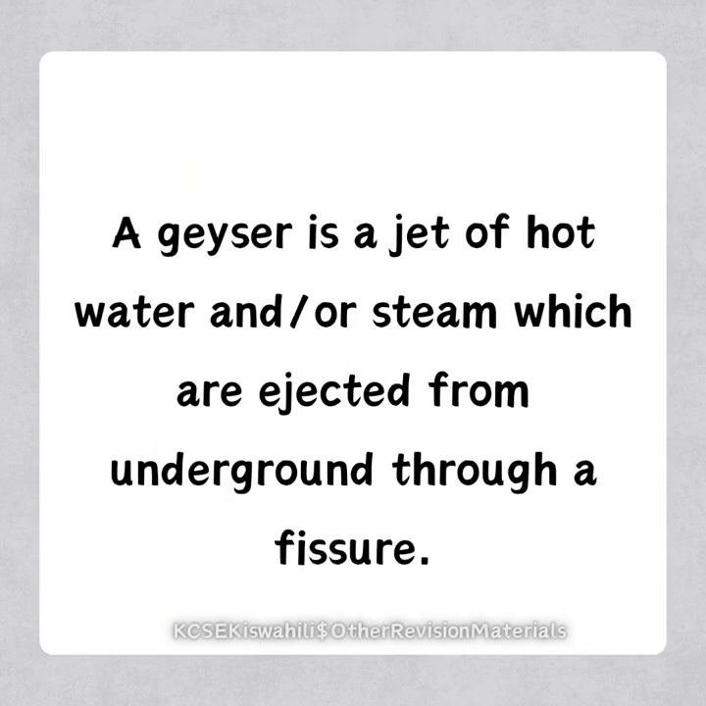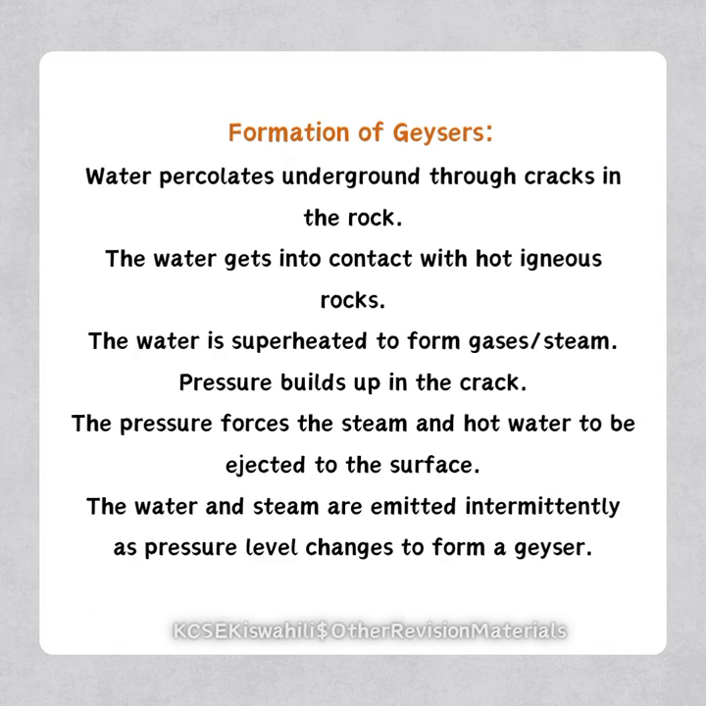Geysers. A geyser is a jet of hot water and steam which are ejected from underground through a fissure. For a geyser to form, water percolates underground through cracks in the rock. The water gets into contact with hot igneous rocks. The water is superheated to form gases or steam. Pressure builds up in the crack on the rock and forces the steam and hot water to be ejected to the surface. The water and steam are emitted intermittently as pressure level changes to form a geyser.